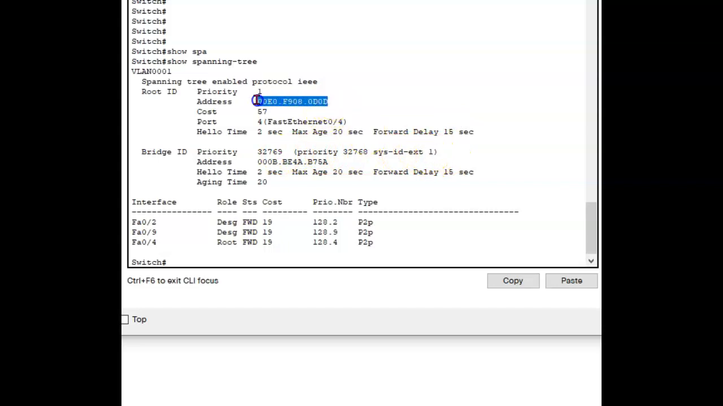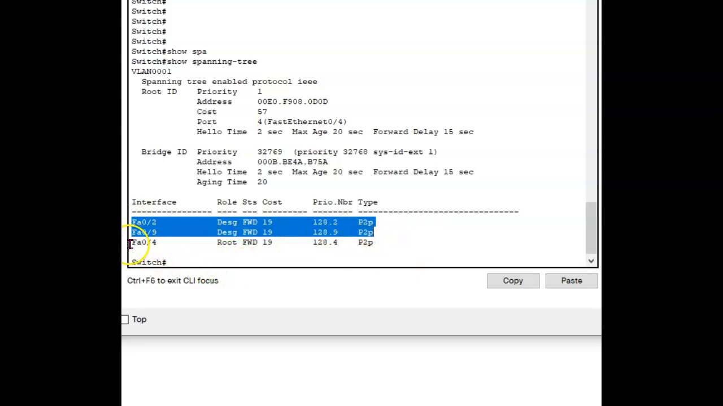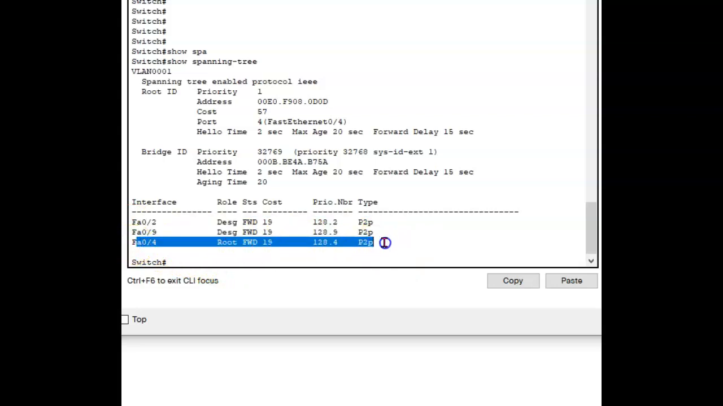So this is the MAC address of the root bridge. This is the MAC address of this particular switch. And then I've got some aging information. I know that the cost to the root bridge is 57. And then down here at the bottom I have this little table, and I can see which ports are designated ports and which port is the root port on this switch.